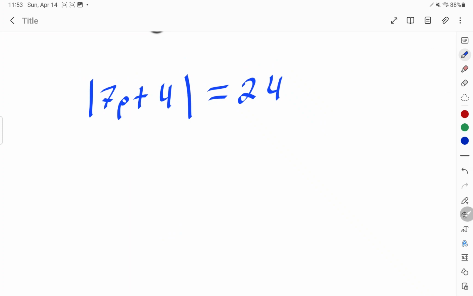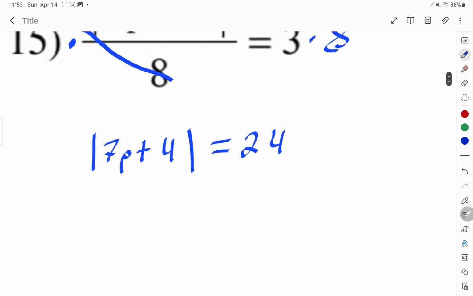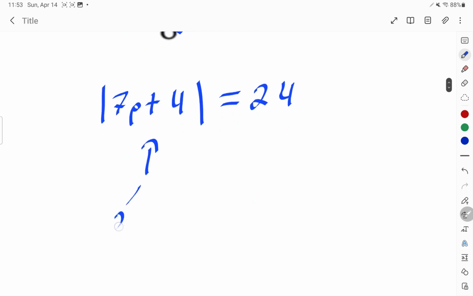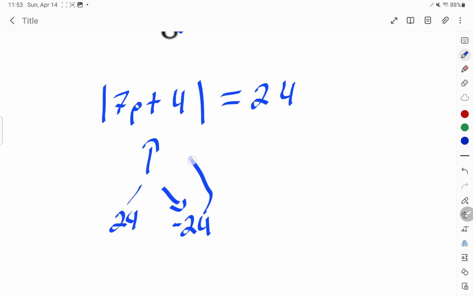Now, right here is where absolute value equations differ from a lot of the different equations that we've known in the past. The biggest difference is that absolute value turns anything inside of it into a positive, meaning that whatever is inside can either be a positive 24 whenever you add it all together, and it also can be a negative 24. The reason why is if I had a negative 24 inside of here, the absolute value is going to turn it into a positive 24 regardless.